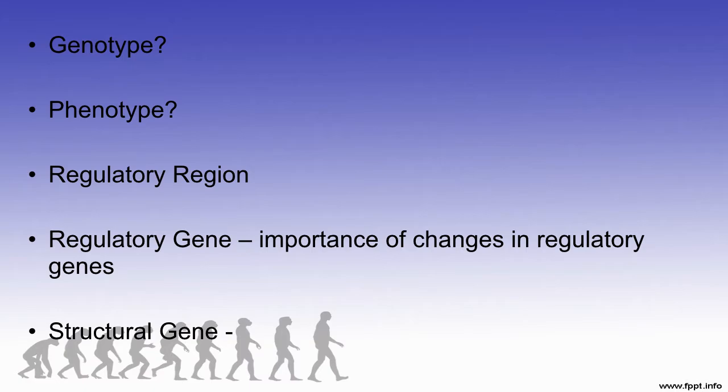So what we see in the genome is that there are regulatory genes that regulate things, and then there are also genes that code for structural proteins. These are structural genes.